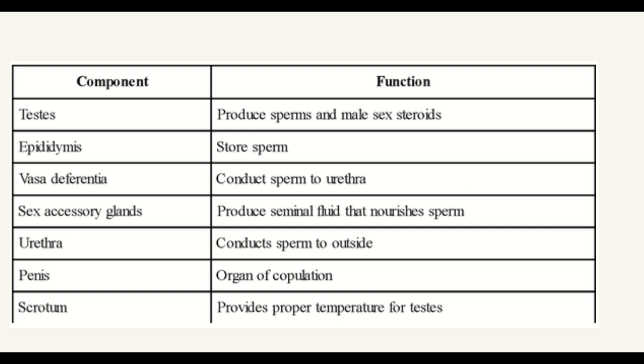The testes produce sperm, the epididymis stores sperm, and the vas deferens transports or conducts the sperm to the urethra. Then you have the accessory glands, which are not necessarily there on that diagram, but they produce seminal fluid that nourishes the sperm. You have the urethra, which conducts the sperm to the outside. The scrotum provides proper temperature for the testes, so it regulates the temperature.